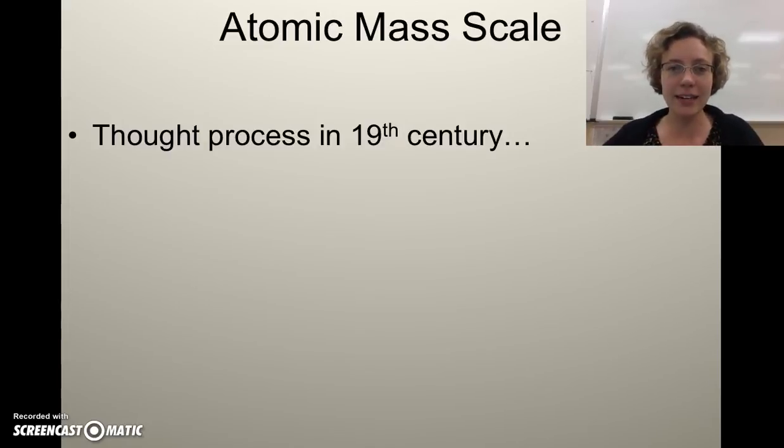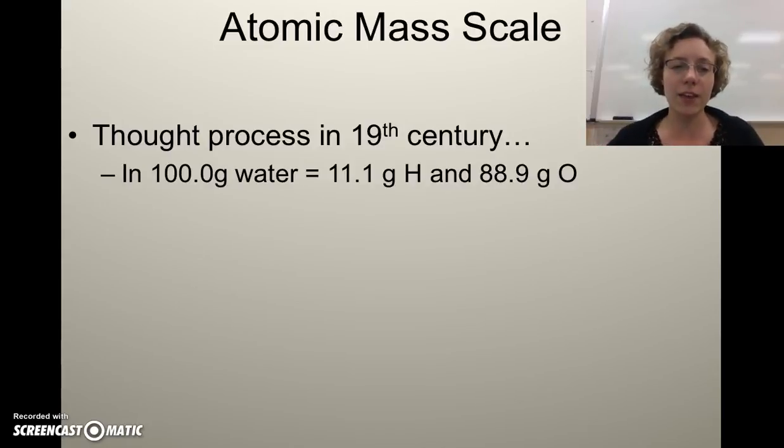So back in the 19th century, their thought process: if they took a 100-gram sample of water, they were able to separate the hydrogen from the oxygen, and they found that 11.1 grams of hydrogen was in 100 grams of water, and 88.9 grams of oxygen was in this 100 grams of water.